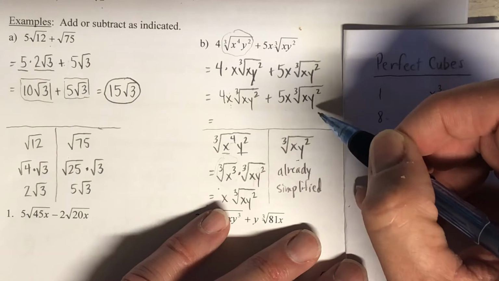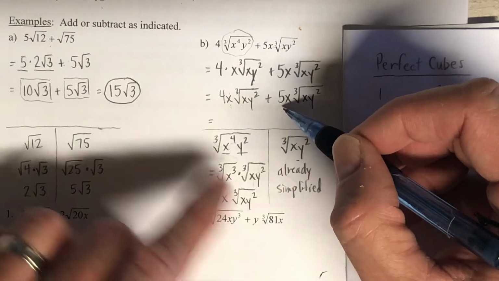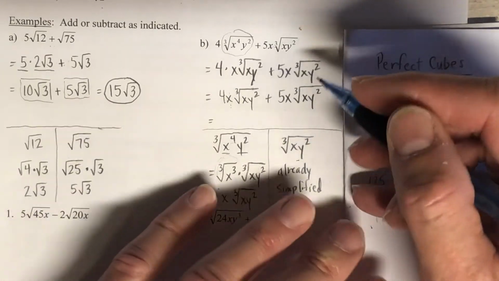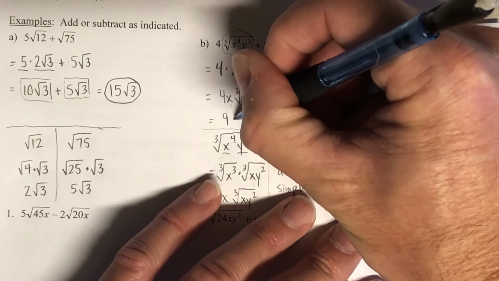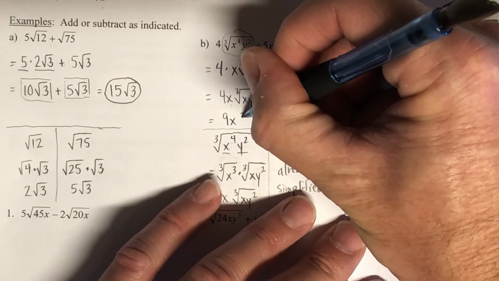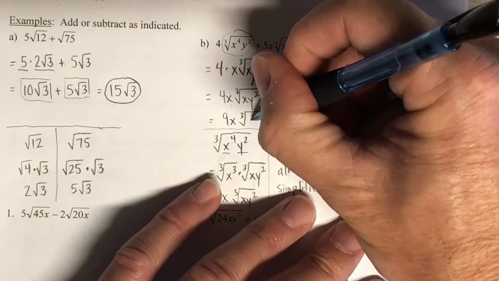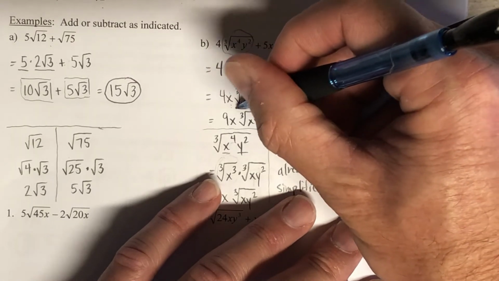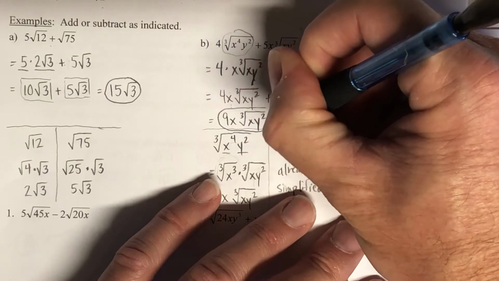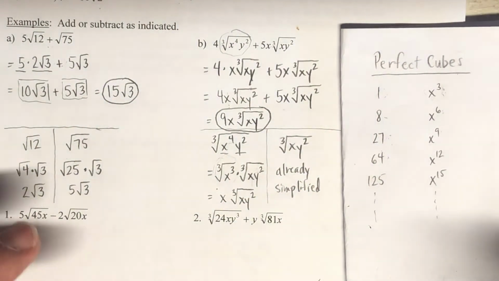But because the radicals are exactly the same, we can add the 4x and the 5x just like we added the 10 and the 5. 4x plus 5x is 9x. And then, just like in the sample problem up at the top of the page, the radical is the same and it stays the same, and you combine it into a single radical term.